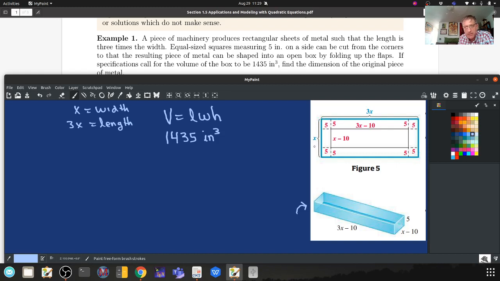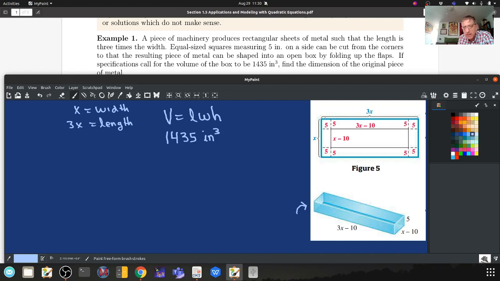So once we find the value of x, we will find the width, and then multiplying by 3x, we will find the length. So literally, we're looking at something that is a volume and using information from the volume to find the dimensions of a two-dimensional object that was used to make a three-dimensional object. So notice this inner little bitty rectangle here. Let's find its dimensions.